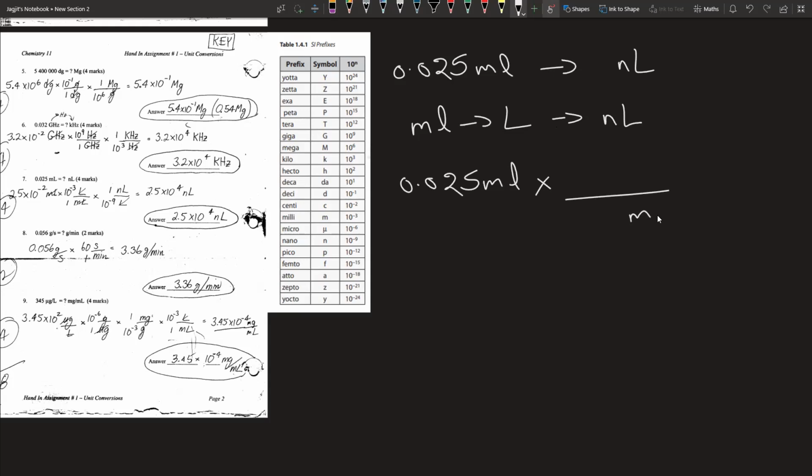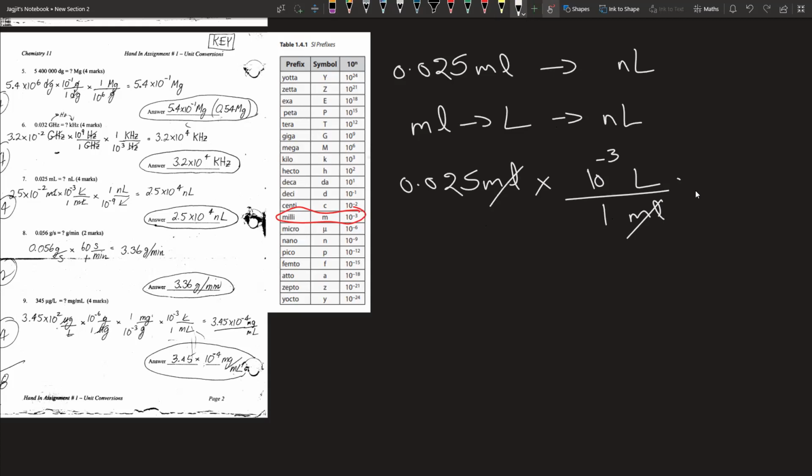I put ml at the bottom, and we're going to change it to liters. ml is non-regular, put 1 beside it. What does lowercase m stand for? Milli, 10 to the power minus 3, which means 1 ml is 10 to the power minus 3 liters. Okay, ml cancels. Now I have my answer in liters.